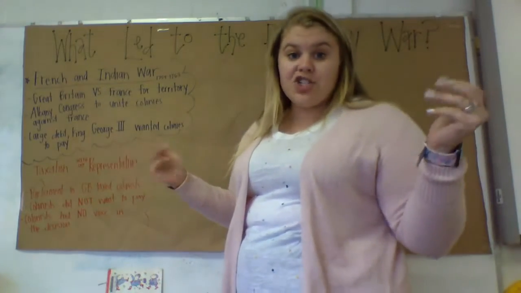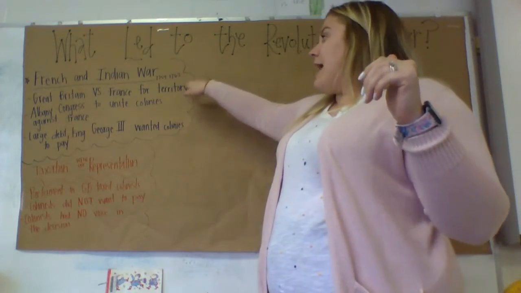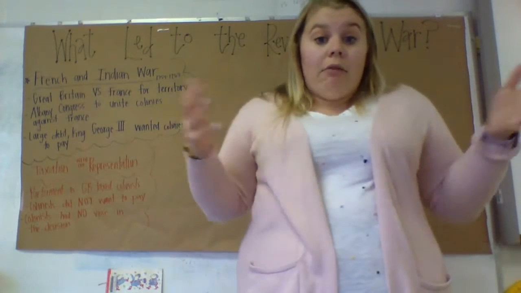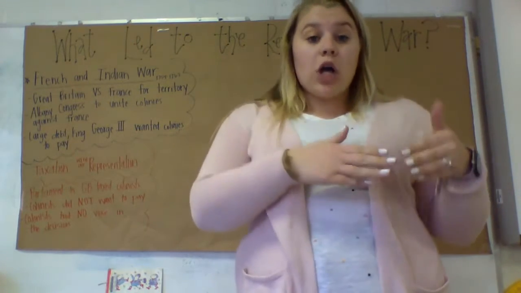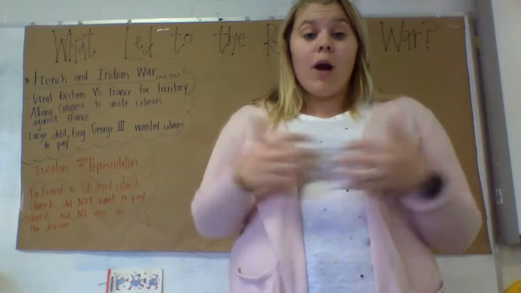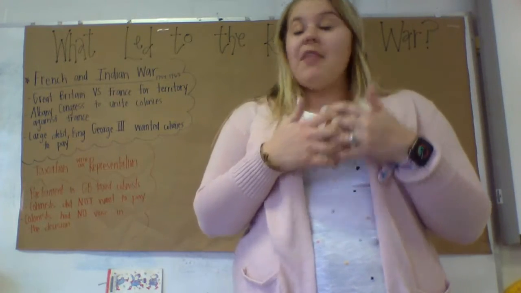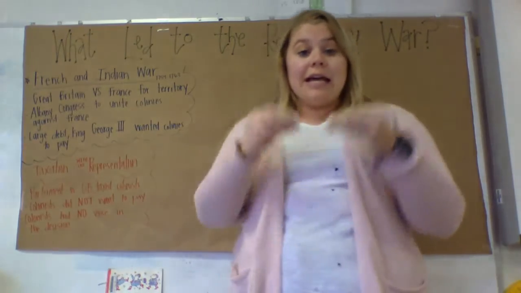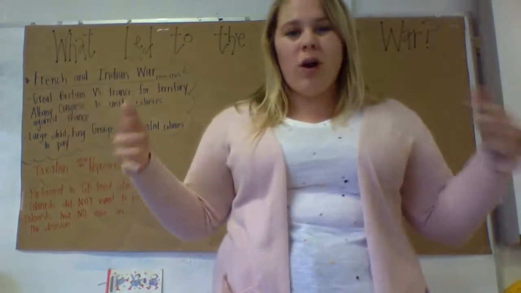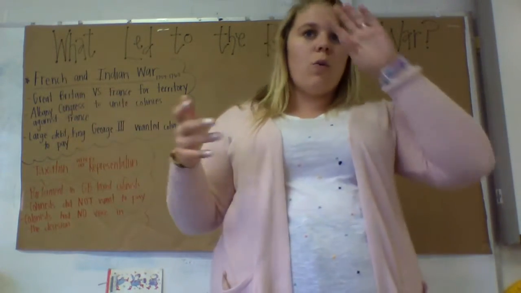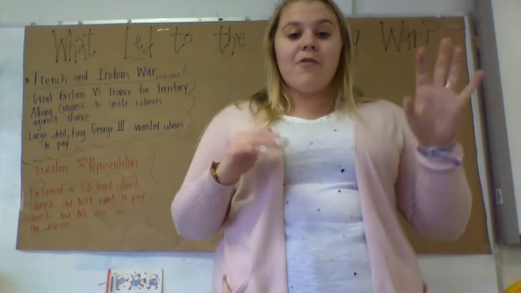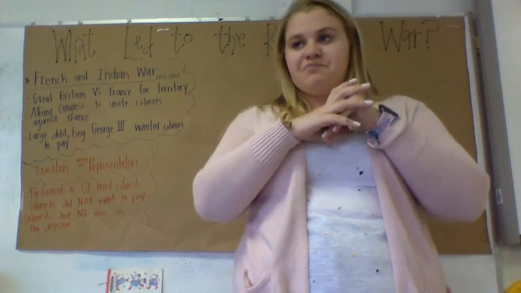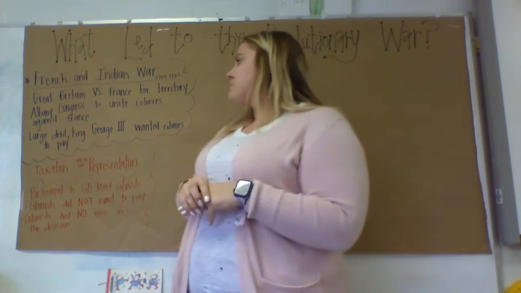So what happened in the French and Indian War? Well, it lasted from 1754 to 1763. The whole point of it was Great Britain and France were at war with each other, but they were at war for territory in America. So in the New World, because remember it wasn't America yet. They were fighting for the area around the Mississippi River.